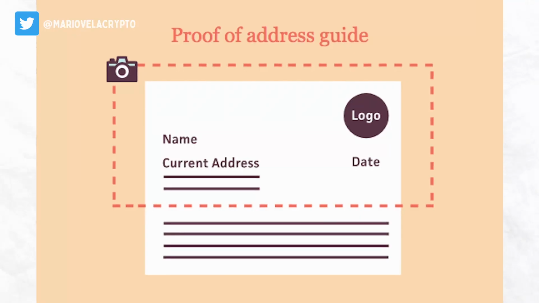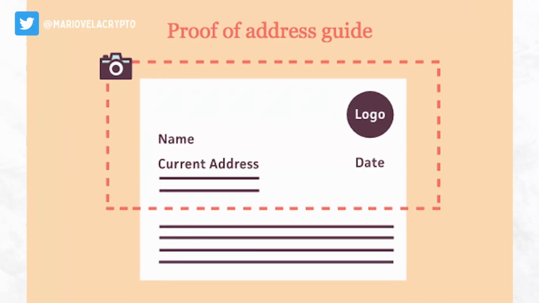And lastly, your address proof. Submit a document in which both your full name and your address appear. Once you have submitted these documents, you can wait 1 or 2 days for them to approve them.